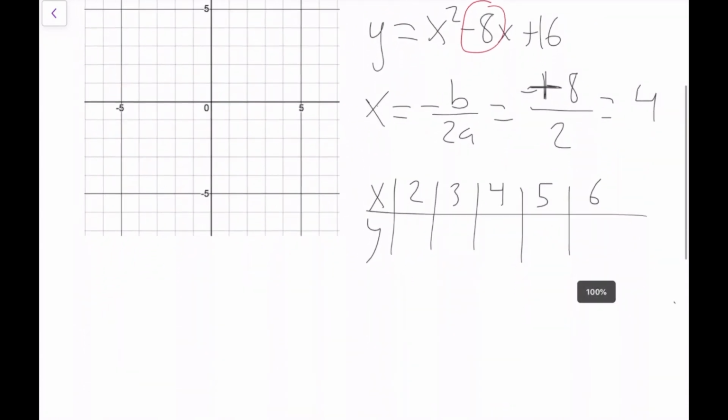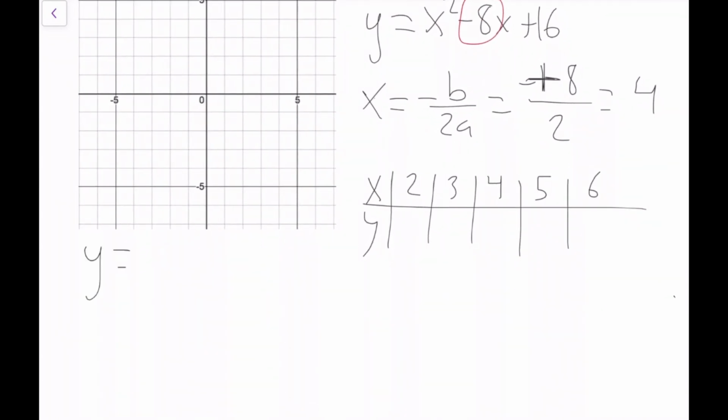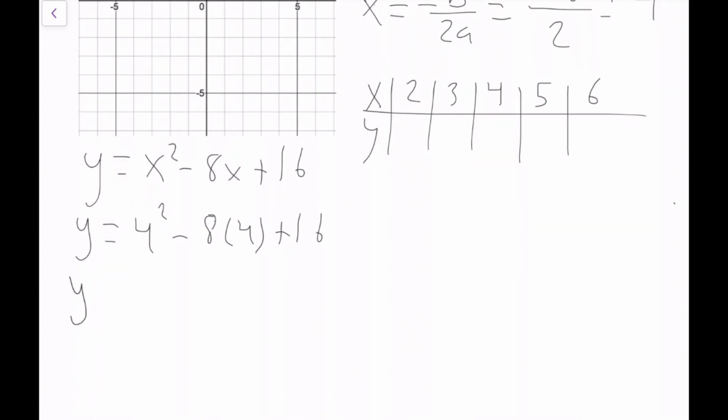So now I'm going to rewrite our function down here. y equals x squared minus 8x plus 16. And if I plug 4 in, that will give me the y value of the vertex. So if I have y equals 4 squared minus 8 times 4 plus 16, I get y equals 16 minus 32 plus 16. Well, if I add 16 and 16, that gives me positive 32. And then when I add this negative 32 here, that cancels out. So this is actually going to be 0.